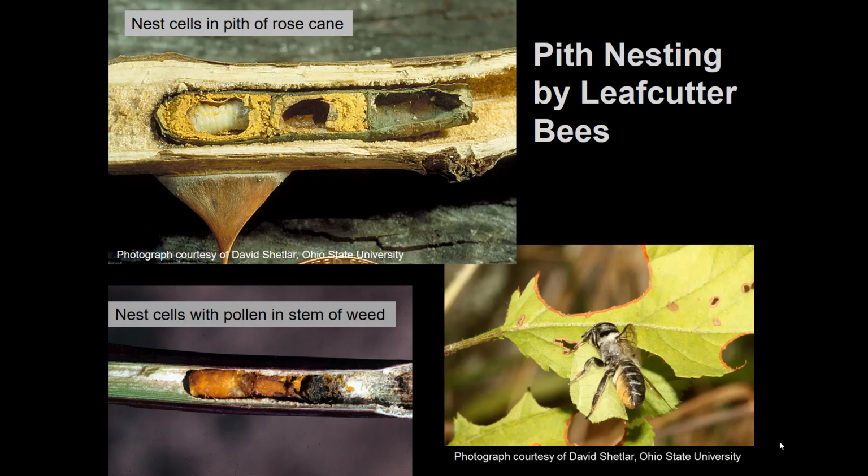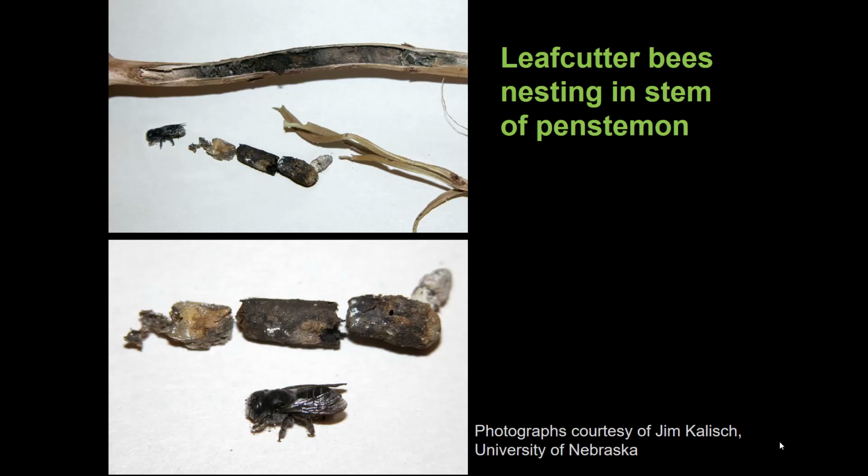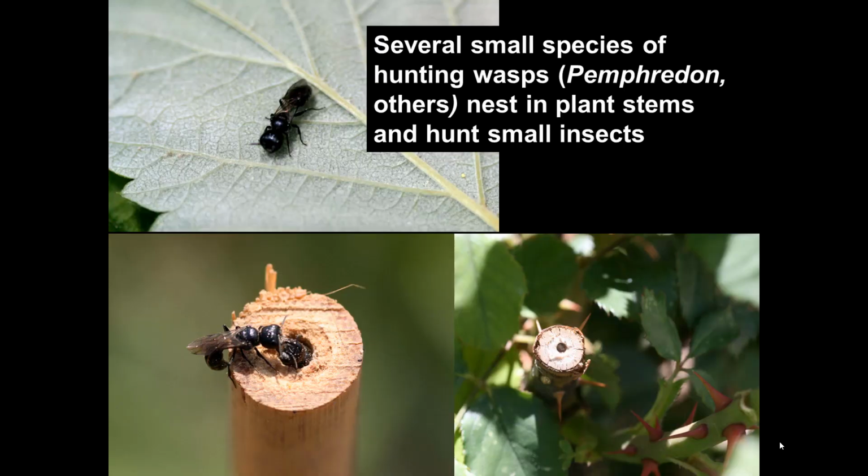Leafcutter bees, if they use one of these stems, they're of course going to be making their nest cells out of little fragments of leaves. And so they'll be in the pith, but you won't see little chambers. You'll see little cells made up of multiple leaf fragments, like we discussed in the last class. And here is again another picture of leafcutter bees, in this case on the stem of penstemon, an ornamental plant.